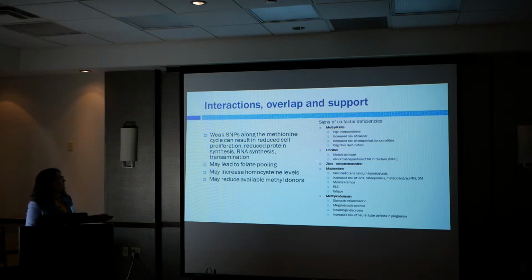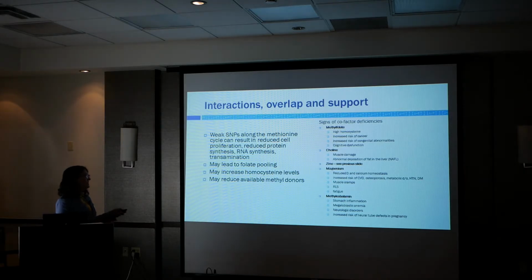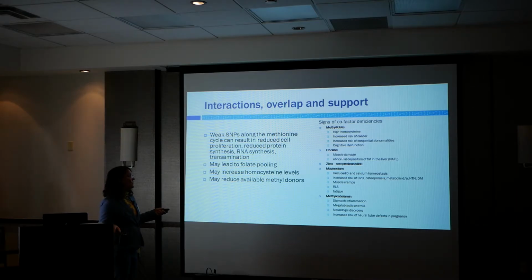Signs of cofactor deficiencies. So this one's really not signs because it's risks, but high homocysteine is going to be a sign of potential methylfolate deficiency, and these are just increased risks you might have. Choline deficiency could be muscle damage, muscle pain, myopathy, and abnormal deposition of fat in the liver. Zinc we already talked about.